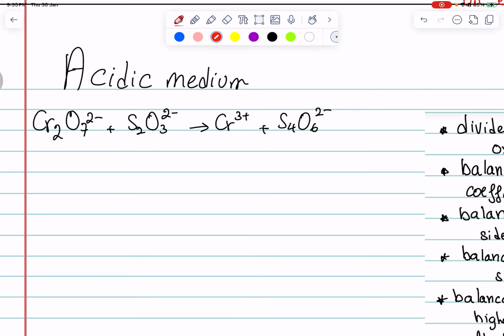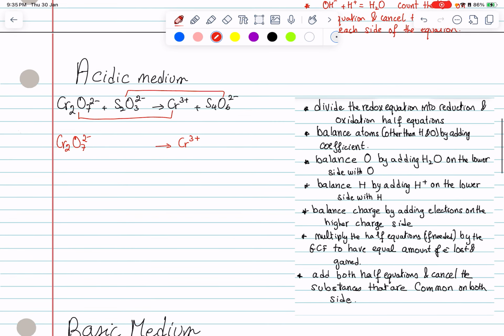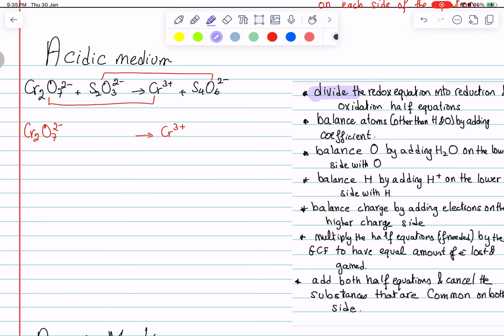So again, let's do a balancing in acidic medium. So first, you split the equation into two halves, one oxidation and one reduction. So dichromate ion Cr2O7 2 minus giving chromium ion Cr3 plus. So again, I'm going to keep the steps showing. We divided the redox equation. So that's the first half, and the second half is this one.